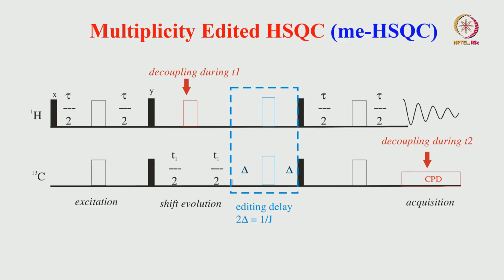And this is what is called a multiplicity edited HSQC experiment. We can bring in multiplicity editing in the HSQC. This is the editing delay, which we have to adjust according to 1 over J, and finally when we apply the 135 degree pulse by putting in this editing, we are going to observe all CH2 negative, all CH and CH3 positive.